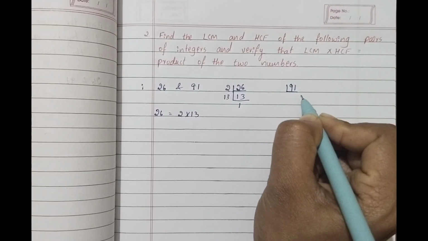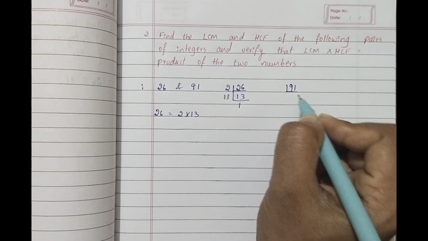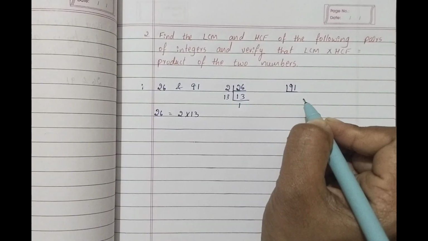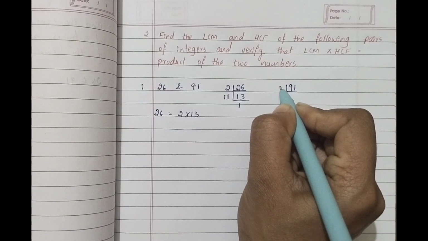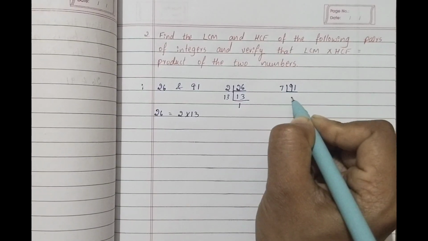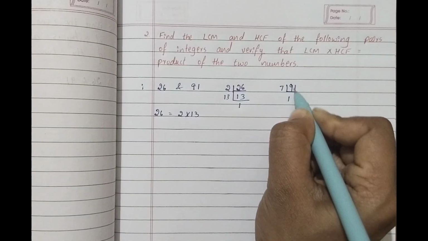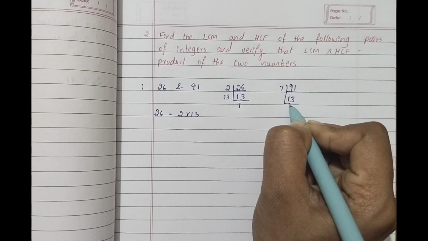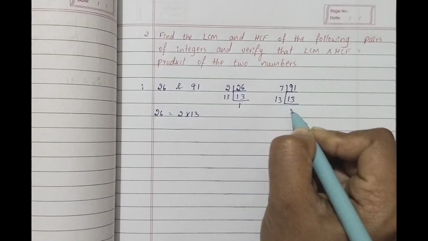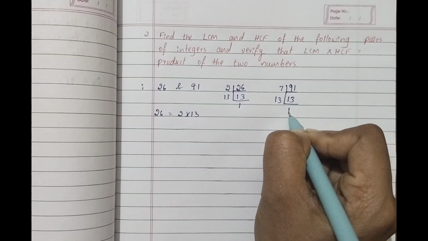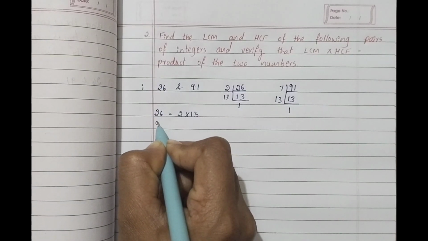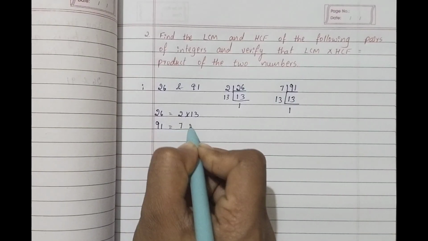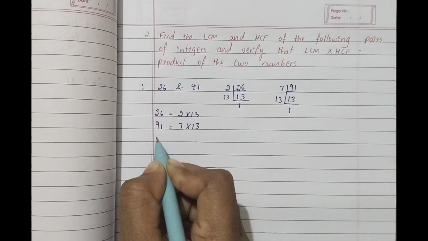The next number is 91. 91 is divided by the smallest prime number, which is 7. So 7 13s are 91. 13 ones are 13. So now we get 91's prime factors, that is 7 and 13.